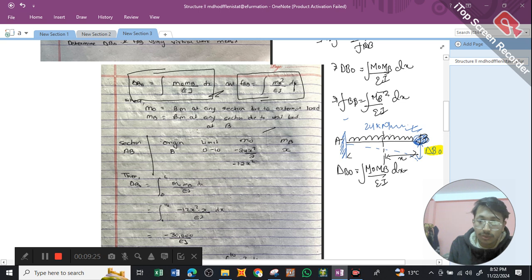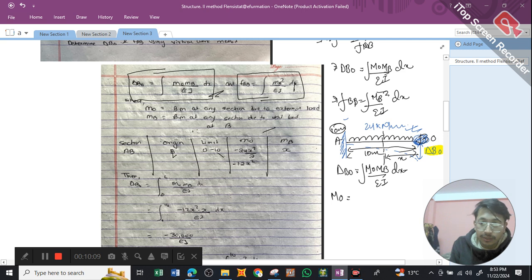m_0 is the bending moment at any section due to external load. So due to external load, we have our 24 kilonewton per meter. We can take the origin as B or as A according to your choice. Right now we are taking the origin at B, and we have our limit from 0 to 10. The limit is for the x value. The total length is 10 meters, so the value of x will vary from 0 at B, and moving towards A it will reach the value of 10 meters. So the limit is 0 to 10. Firstly we are going to find m_0 and then m_B. In order to find m_0, m_0 will be equal to, so we have 24 kilonewton per meter over here.